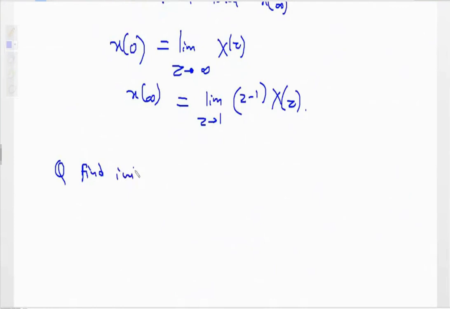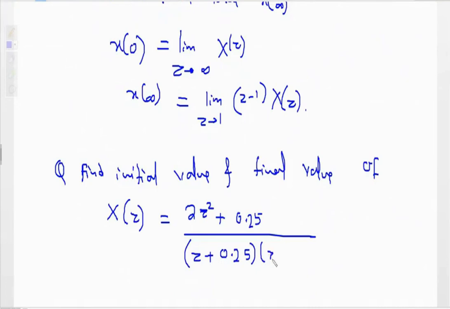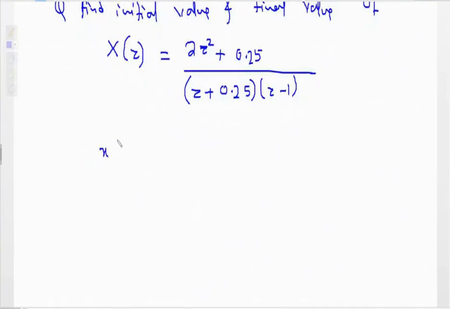Find the initial value and final value of X(z) equal to (2z² + 0.25) divided by (z + 0.25)(z − 1). Now, first the initial value: x(0) equal to..., first solution here, initial value.